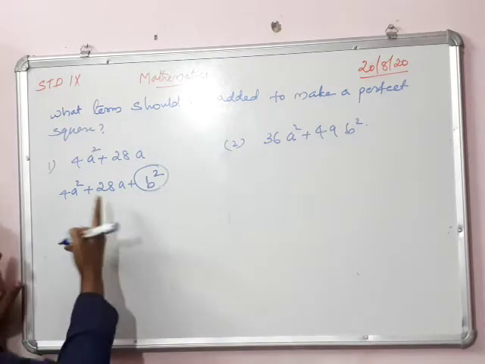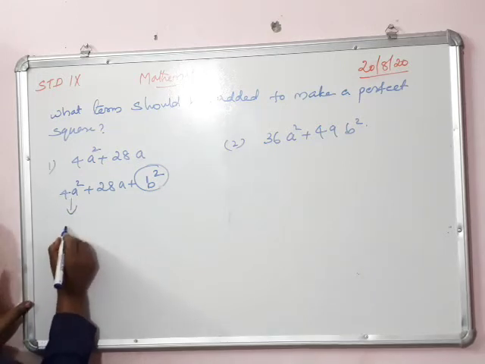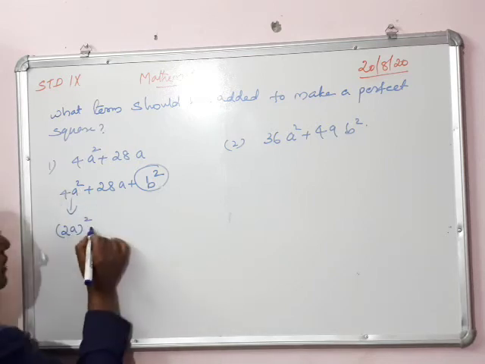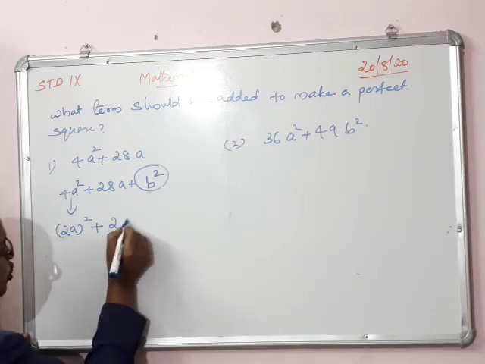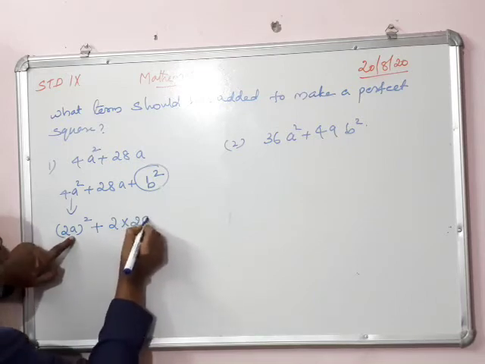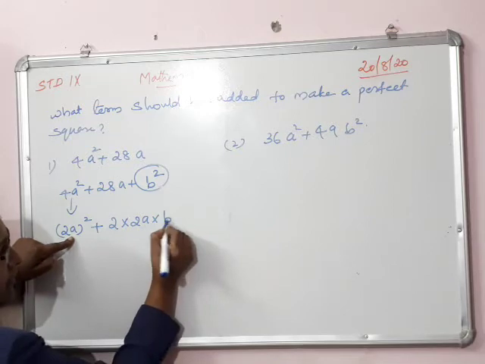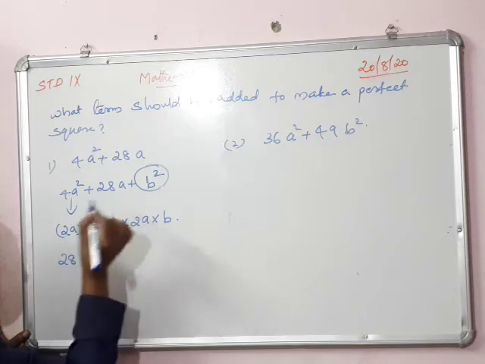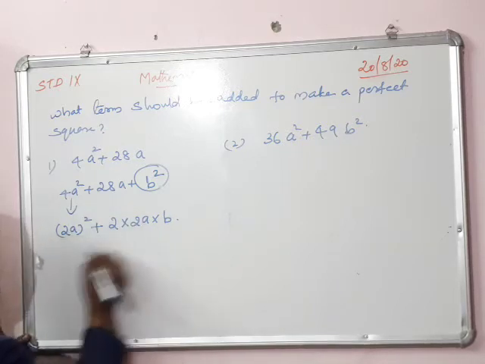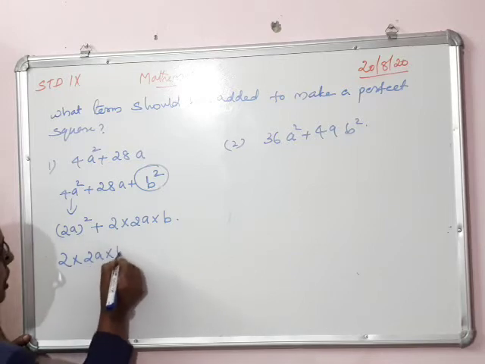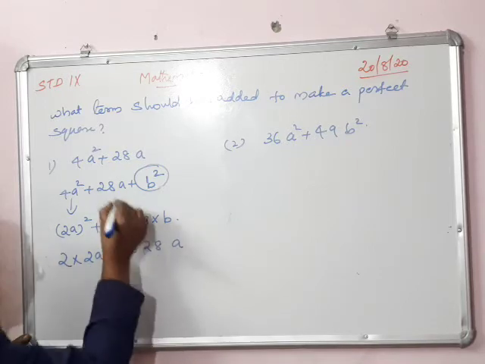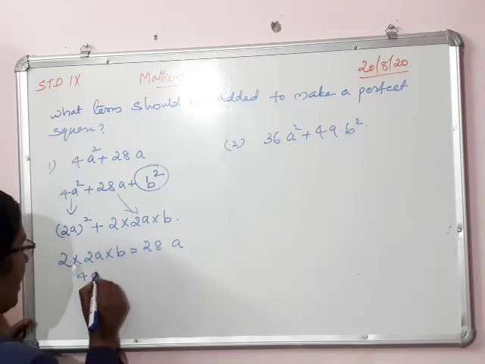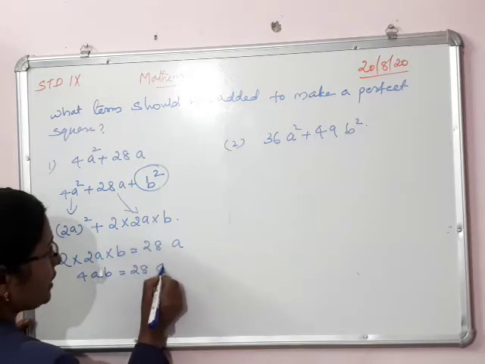Okay, so how can we find it? The first term becomes 2a the whole square. Is it? 4a square means that is 2a the whole square. Then this is the middle term. Middle term means 2 into the first term, that is 2a, into the second term b. So we equate 2080a with the middle term: 2 into 2a into b is equal to 2080a. Then 2 twos are 4ab is equal to 2080a.